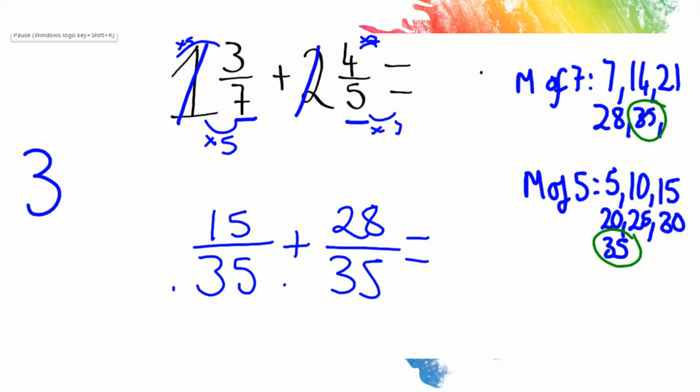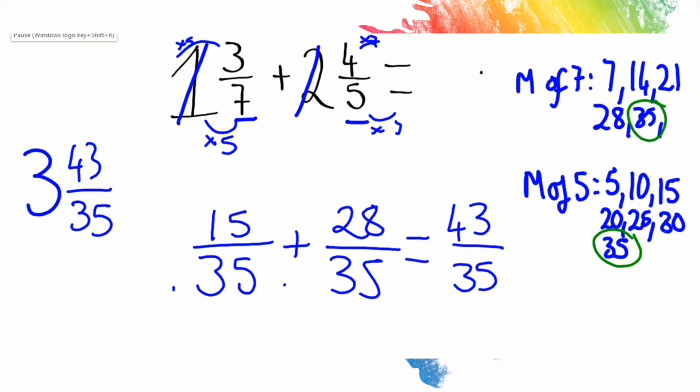Well, if we add 10 to 28, that's 38. Plus 5 is 40. Well done. 3 35ths. Oh, I've actually got 3 wholes and 43 35ths. Well, do you notice anything with this fraction? Yes, I've actually got another whole number in there.